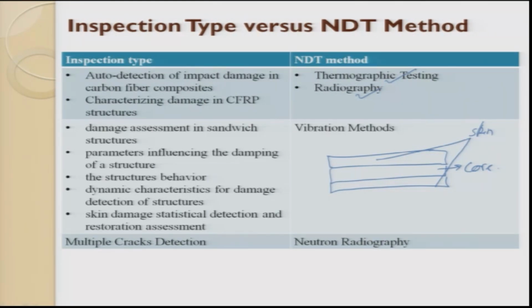The parametric influence of damping of a structure, structural behavior, dynamic characteristics of damage detection of structures, and skin damage statistical detection and restoration assessment. These are some of the inspection types, and the method used for them is vibration methods. Finally, you can also use neutron radiography, which is at the higher end, wherein multiple crack detection can be found out by this technique.